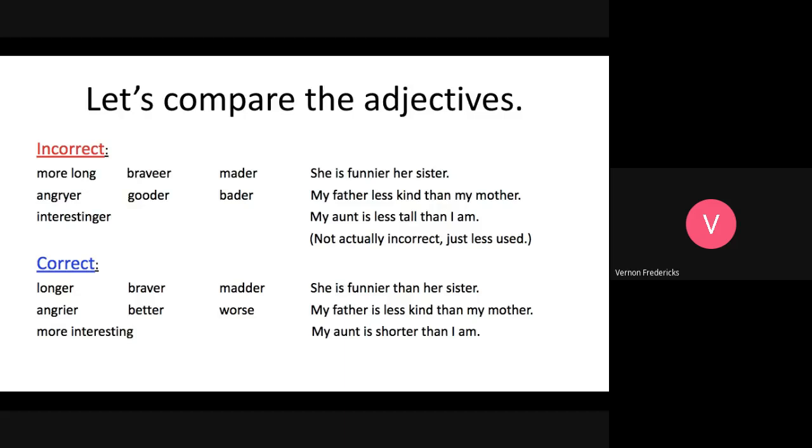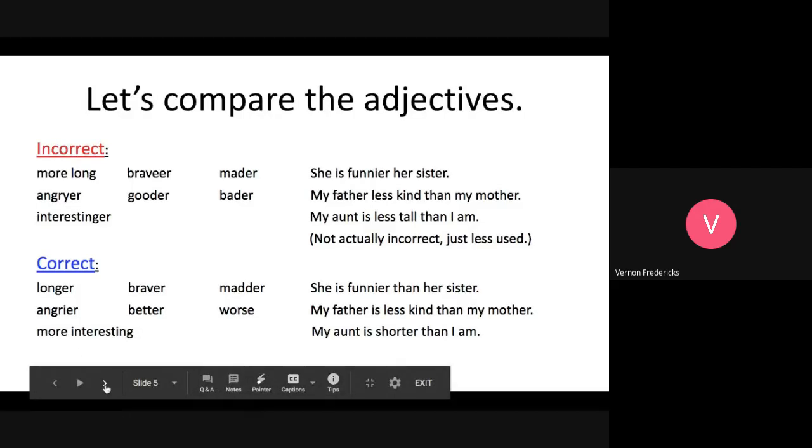Okay, the last one. In the incorrect box, we have my aunt is less tall than I am. I can just say my aunt is shorter than I am. Yeah, less tall, not really. The opposite of tall is short. I can just use the adjective short and say, my aunt is shorter than I am. Okay, students, be careful there. I just want to go back to the stative verb. My father is less kind than my mother. So kind, being a stative verb, we can use in this case less or more. Just remember that. Okay, let's go on to the next slide.